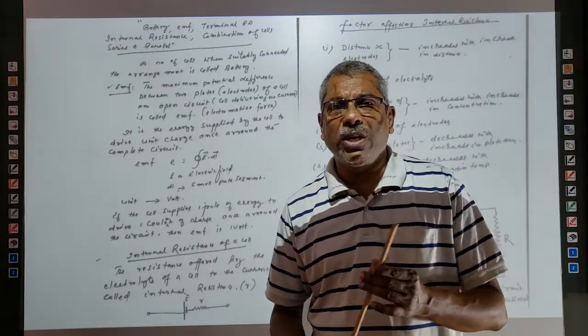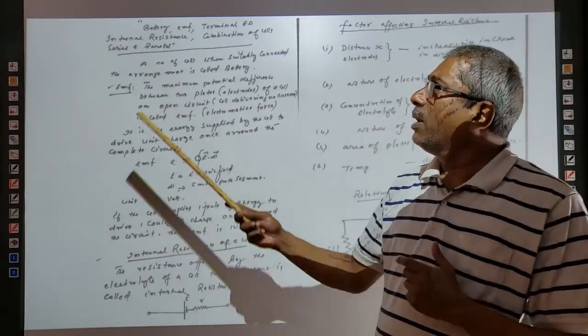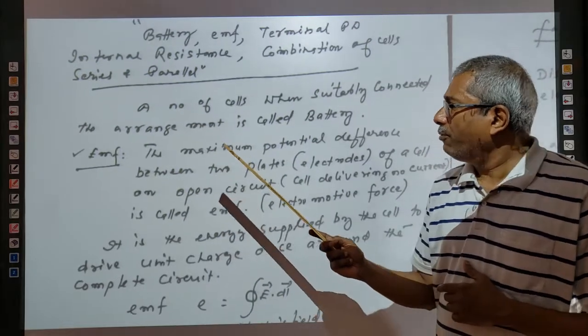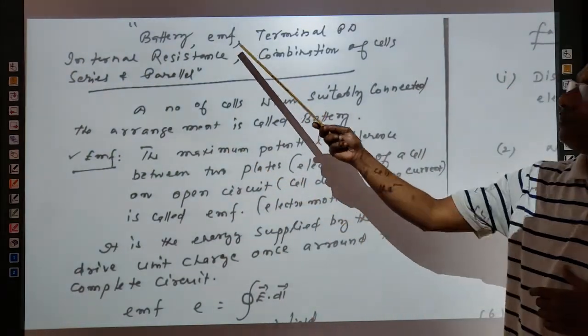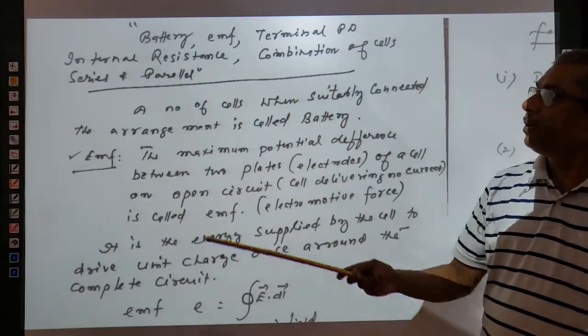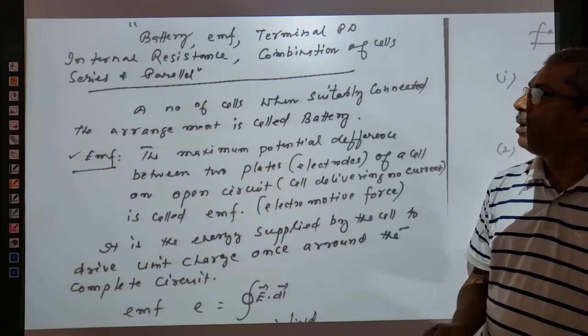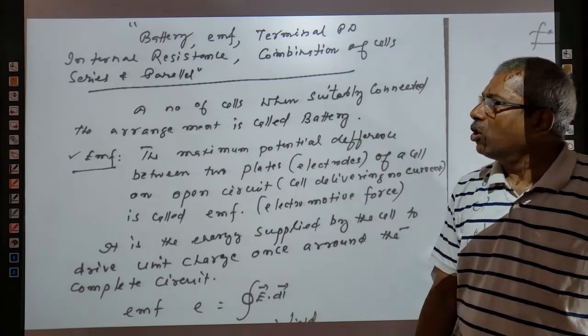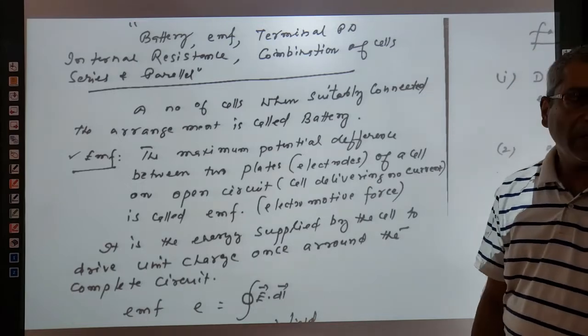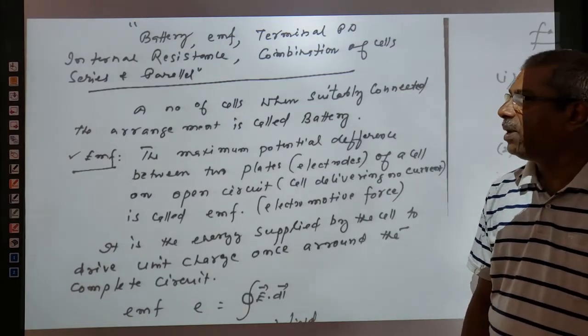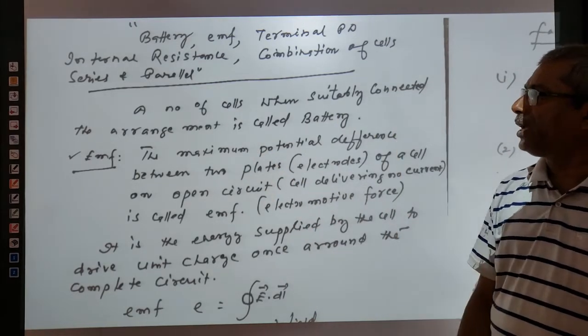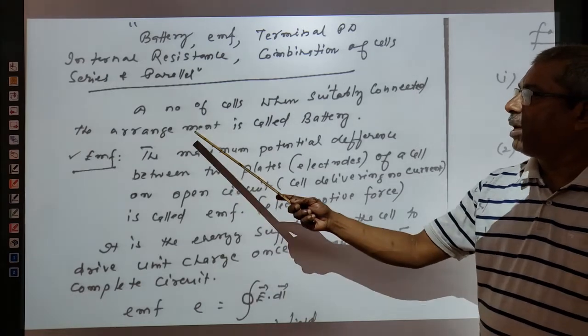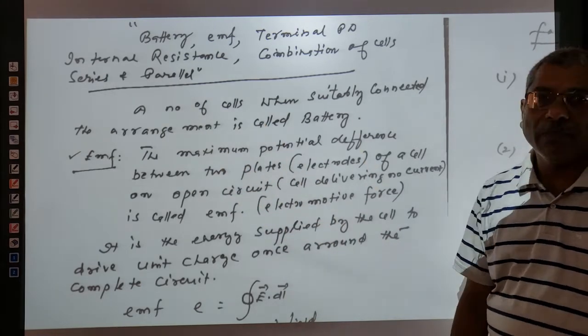There are so many terms related to this topic. For example, EMF of a cell, terminal PD, internal resistance, and then last we will discuss combination of cells: series, parallel and mixed. A number of cells when suitably connected, the arrangement is called a battery.